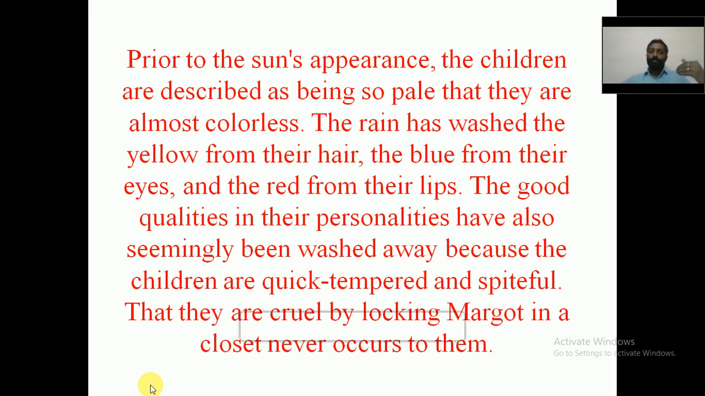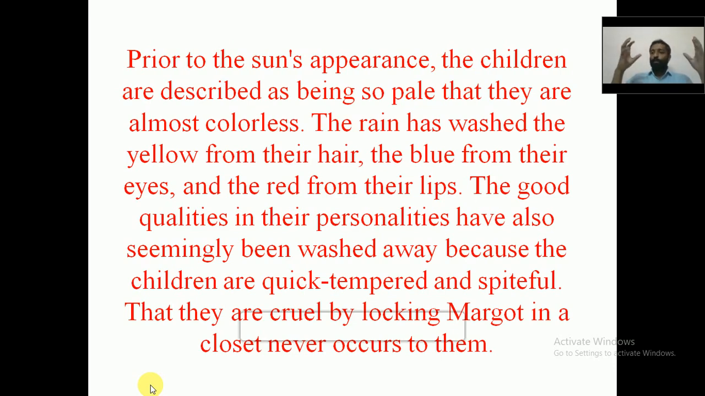But what happens? The good qualities in their personalities have also seemingly been washed away, because the children are quick-tempered and spiteful. So because of the rain, what happens? The rain had taken away all the good qualities in their personality. That they are so cruel as to lock Margaret in the closet never occurs to them. If they were not very cruel, they would not have done that. So the rain had washed away all the good qualities in them. That is the picture of the children before the appearance of the sun.